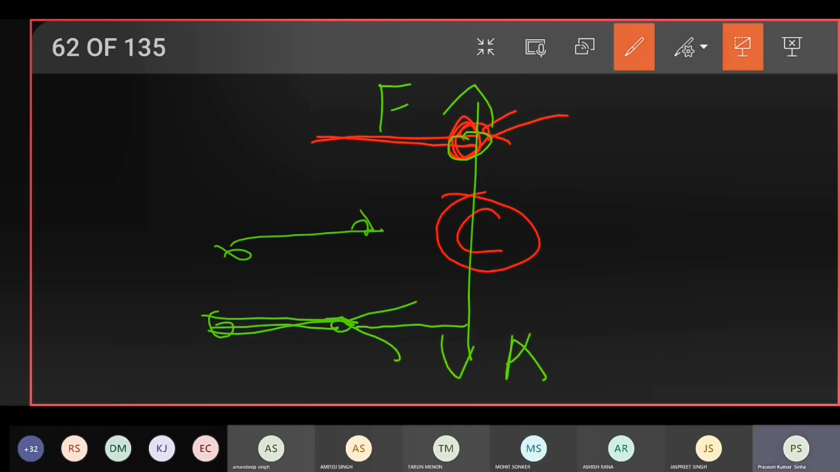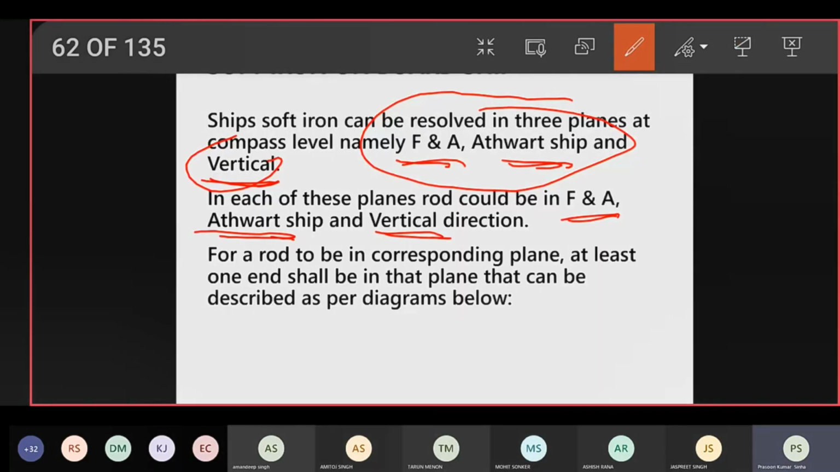So read the last sentence once again. If we want to say this rod is in this plane, what is the criteria? At least one end should be in that plane where we are trying to place it. If one end is forward or aft, we can call it a forward aft rod. If one end is athwartship, we can say so, or if it is up or down.